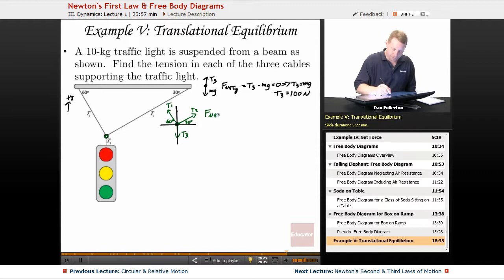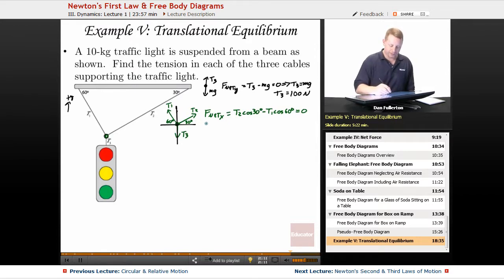Let's just keep going with our components and get through this. The net force in the x direction, if we look at this, we're going to have T2's x component, which would be T2 cos 30 degrees. I think you can see that right from the diagram. Going to the left, we have the x component of T1, which will be minus T1 cos 60 degrees. And all of that has to equal 0.